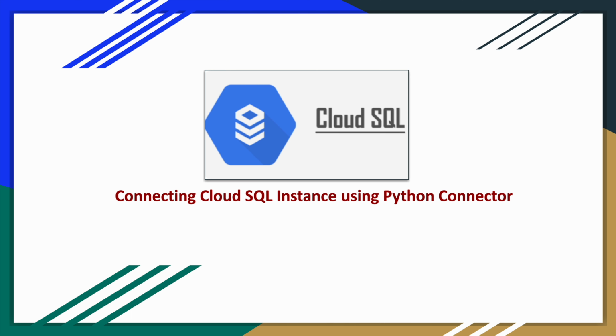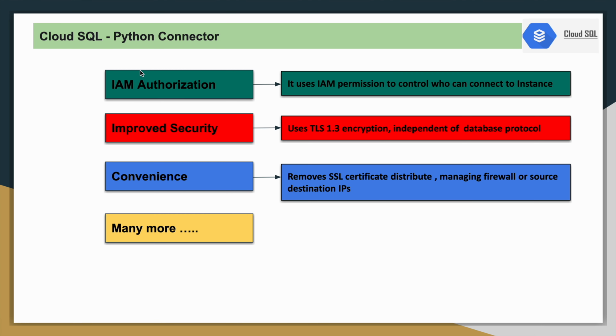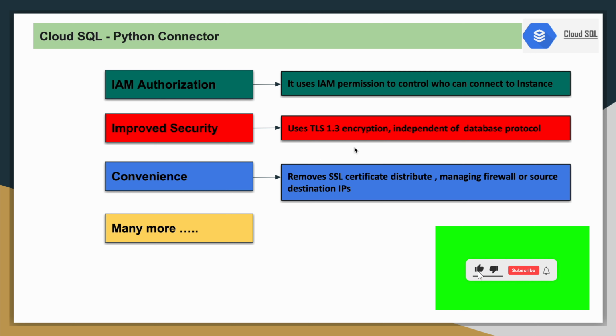So let us quickly go through some features and advantages at a high level. First one is IAM authorization. It uses IAM permissions to connect to the Cloud SQL instance. And improved security: it uses TLS 1.3 encryption and is independent of the database protocol.